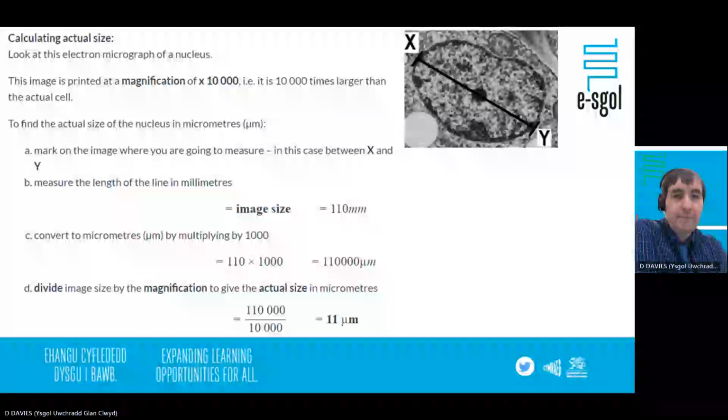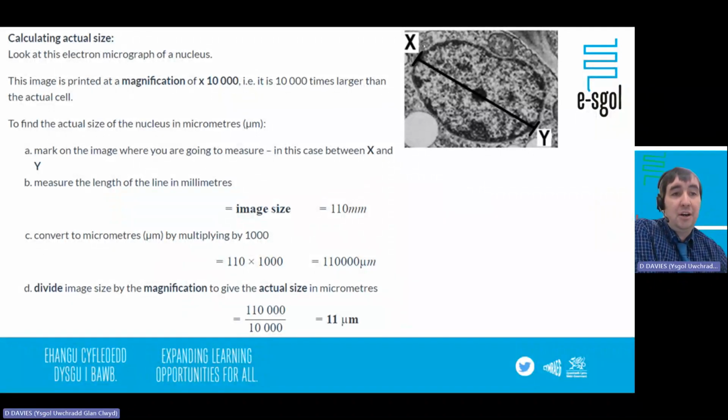So, calculation of actual size. This image has a magnification of 10,000 times, so it's 10,000 times larger than the real thing. Find the actual size in micrometers. You mark where you're going to measure. So we're going to measure between there and there.